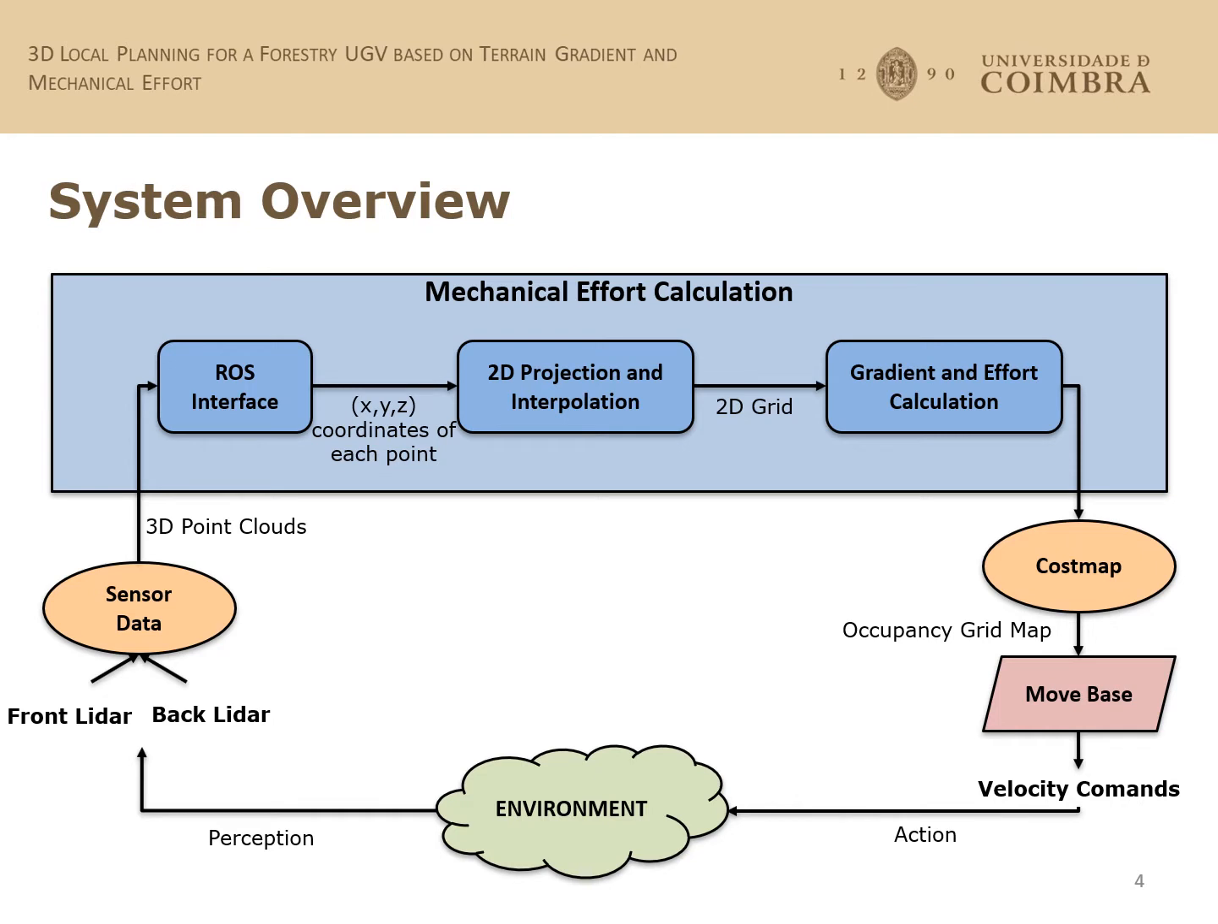We have developed an algorithm that uses information from the robot sensors to create a 2D map that takes into account the mechanical effort of the robot. This map will be used as the cost map for the path planning of the robots. In this work, we only take into account the local path planning. The global path planning was not our concern.